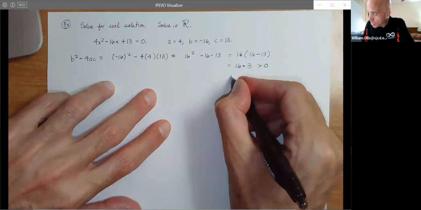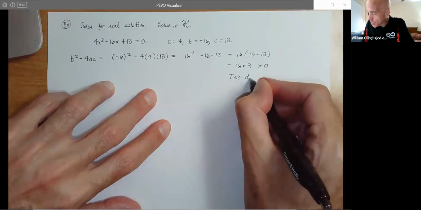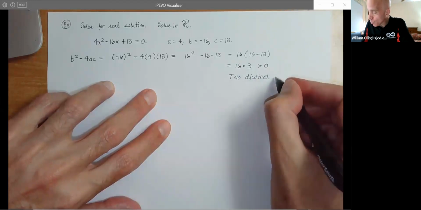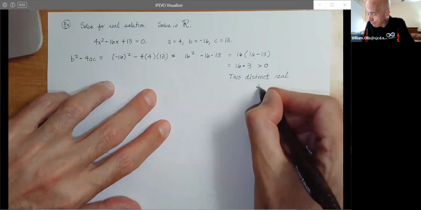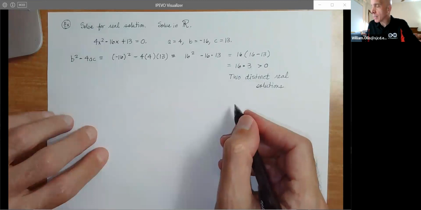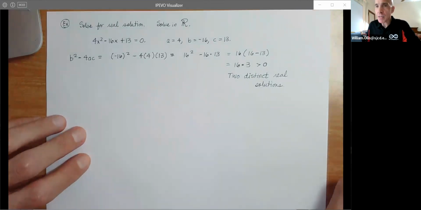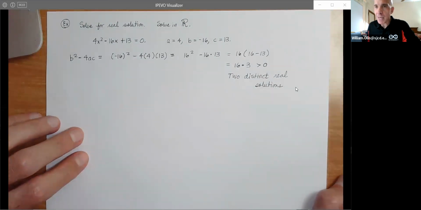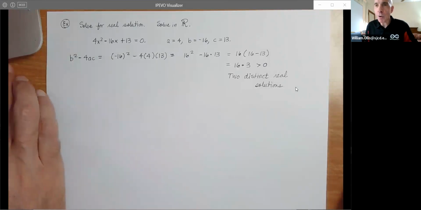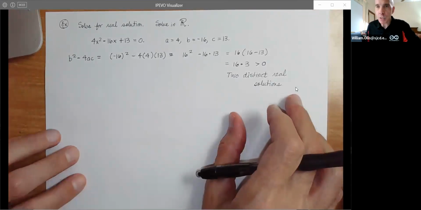So this means two distinct real solutions. So the idea here, it doesn't matter when we do this. I can always move my picture around to get it out of the way. The technology is really amazing these days. I think we're in awe of it. So two distinct real solutions.